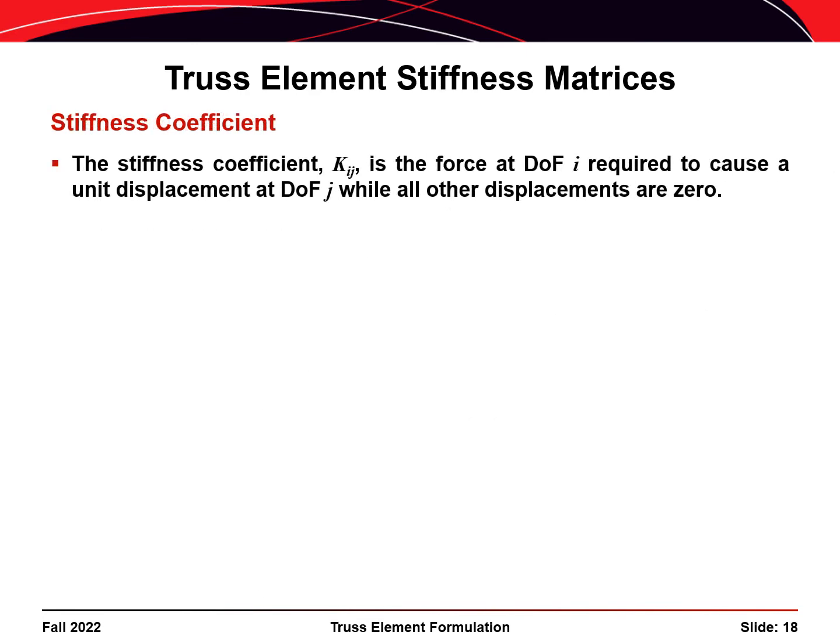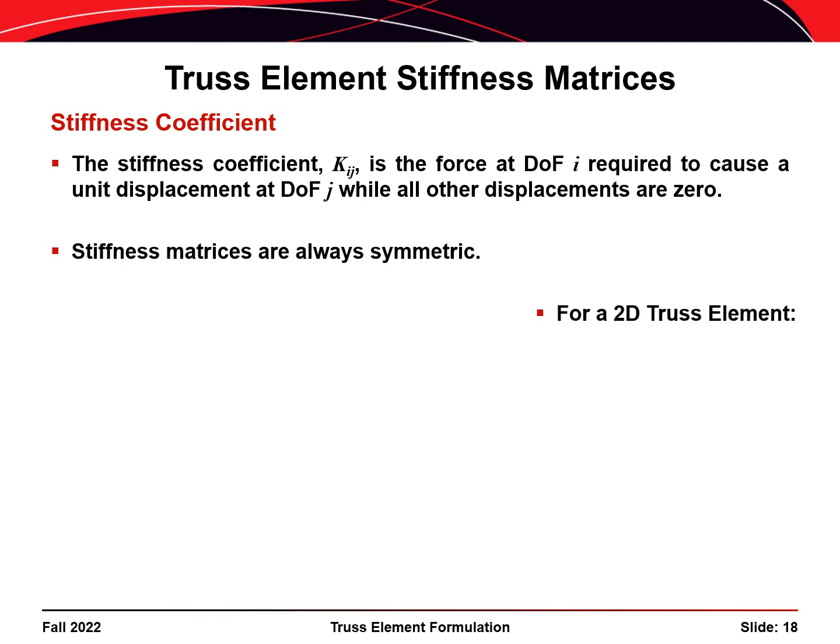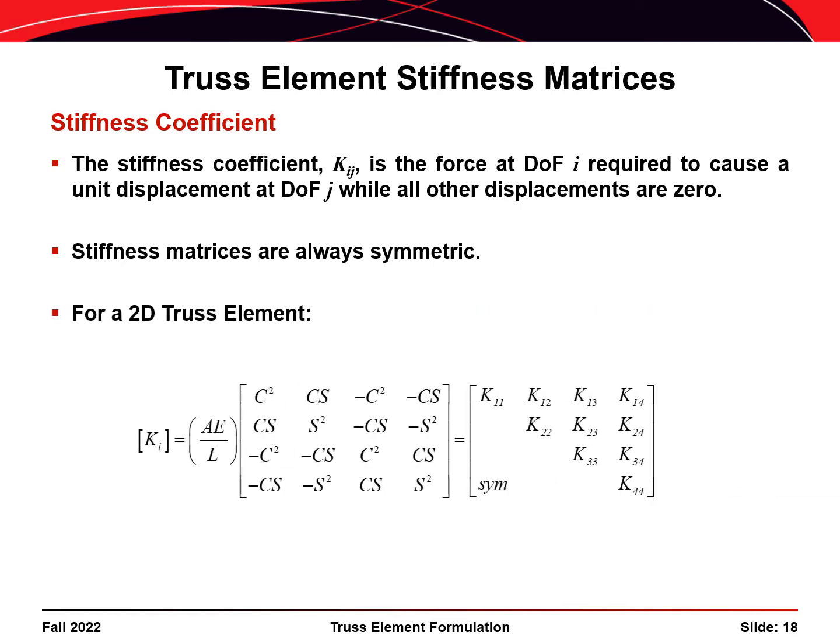Okay, so we've defined the stiffness coefficient K sub ij as the force required at degree of freedom I to cause a unit displacement at degree of freedom j while all other displacements are held at 0. Stiffness matrices are always symmetric, and we're given that for a 2D truss element the element stiffness matrix K in global coordinates is given as is shown.